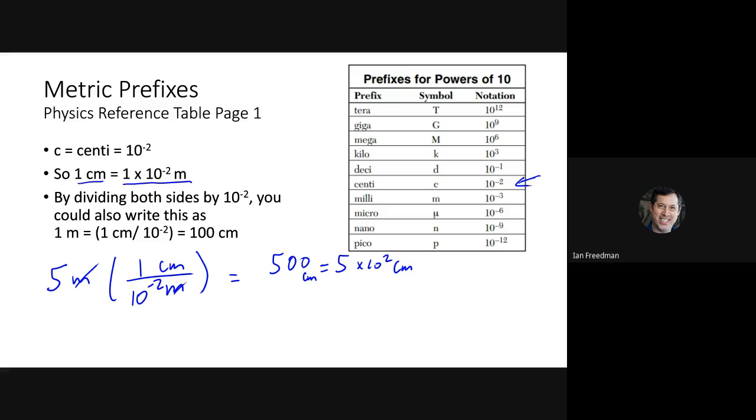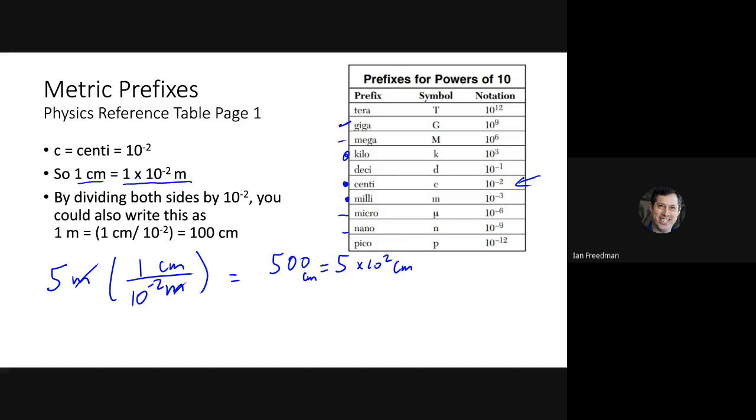So, two ways to get the same result. You will see prefixes come up. The most common ones that come up in this class are going to be centi, milli, and kilo by far. You will see a secondary micro, nano, giga come up. The other ones, well, mega, I don't know. Some of them like deci, or hecto or tera, don't come up too much.